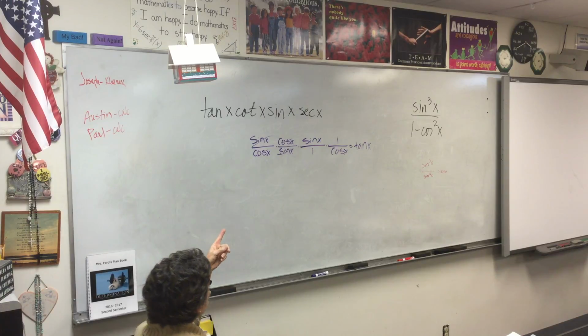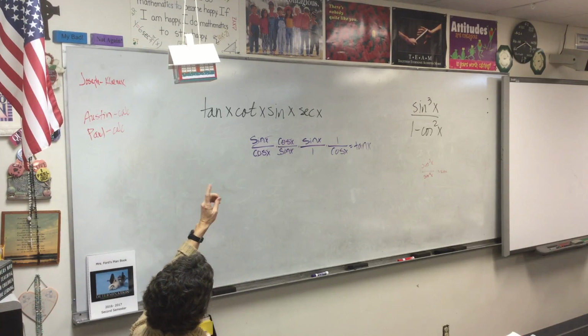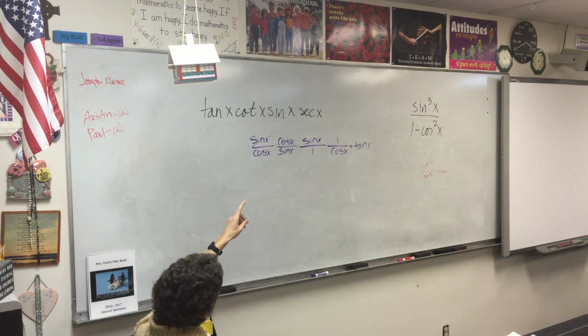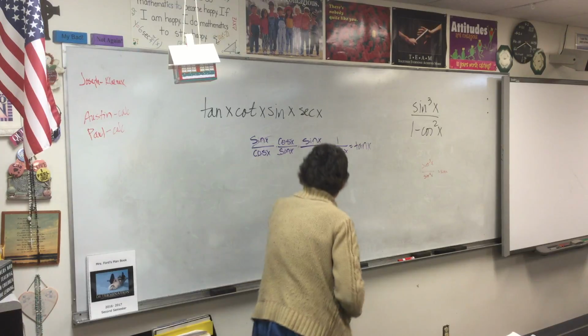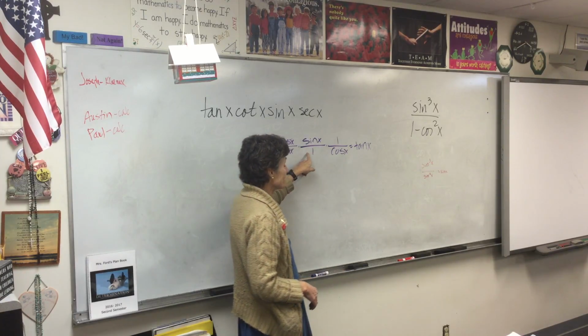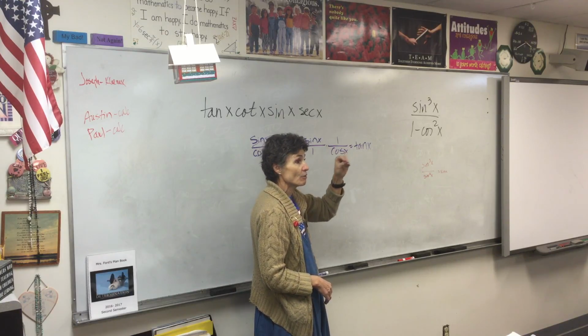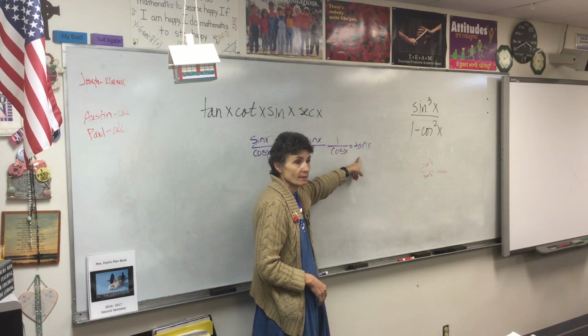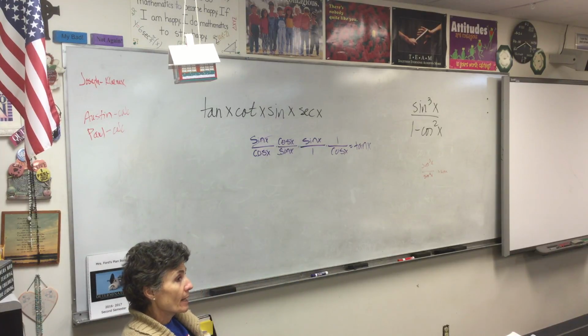And then over here, Liam changed it all. He had sine over cosine, cosine over sine, sine over 1 over cosine. So he kind of did this part in his head. When he multiplied sine times 1 over cosine, that gave him sine over cosine, which is tangent. Anybody have a question about that?